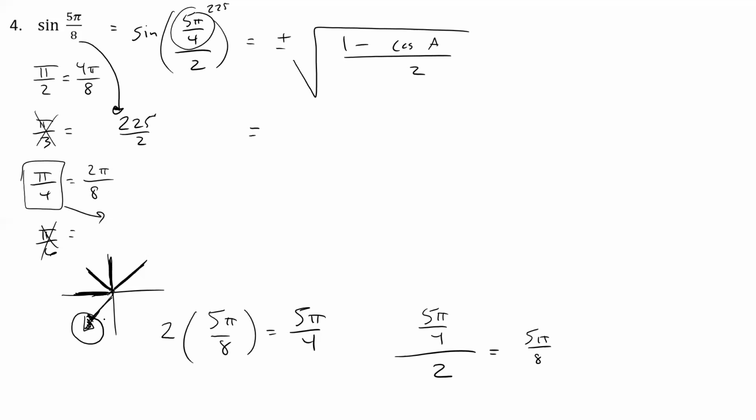Half of 225 is 112.5, right? That's going to bring us back into quadrant 2. Is that right? Since we're in quadrant 2, sine is going to be positive there. So I'm going to choose the positive value. But then down here, as we set this up, this has to be the cosine value of the angle that's there. So that's what we have, angle A here.